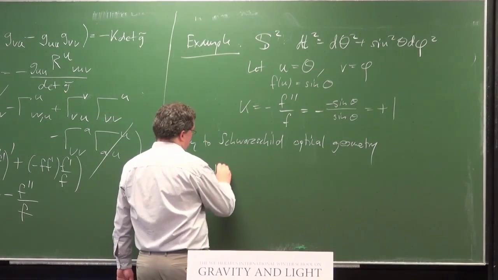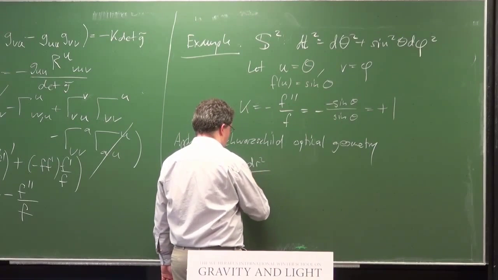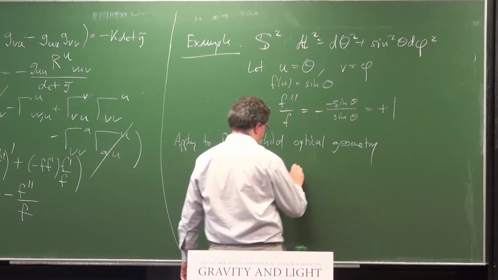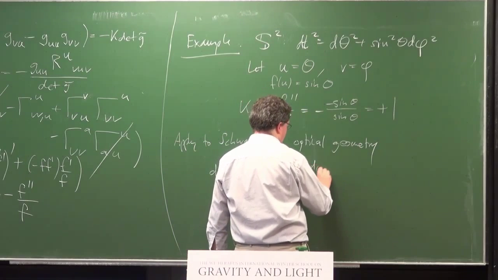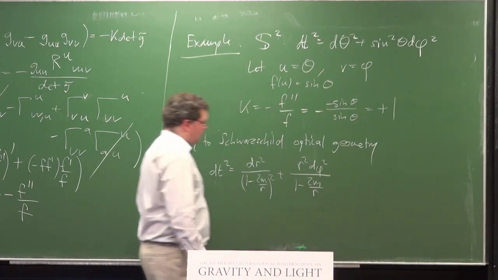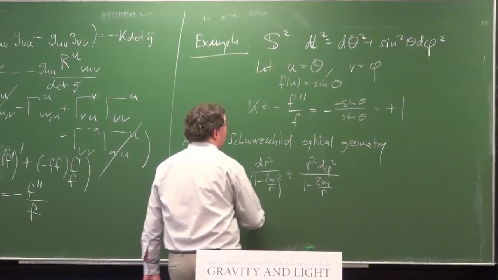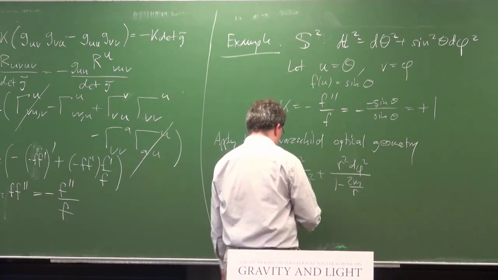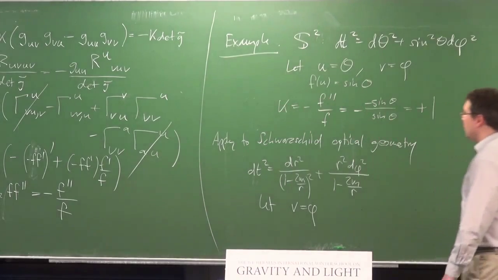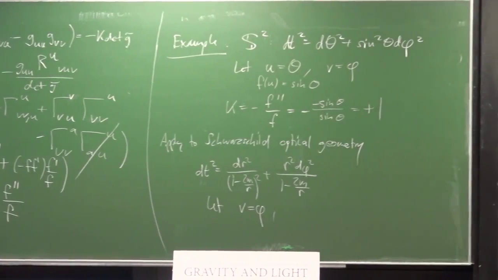Well, again, dt squared was, what was it? dr squared over 1 minus 2m over r, plus r squared d phi squared over 1 minus 2m over r. Right. So now to apply this, we make another identification. We say, okay, let v be equal to phi. And so we identify the polar coordinate again.